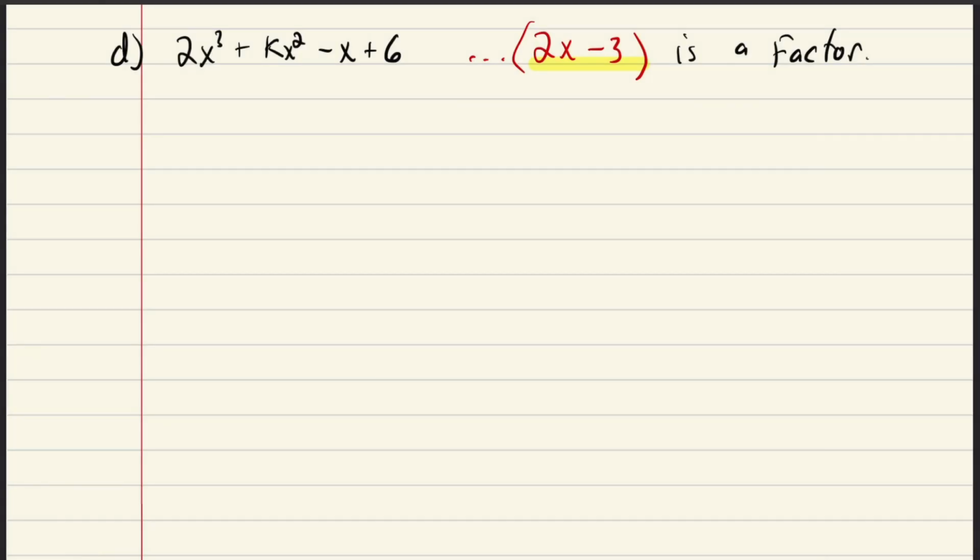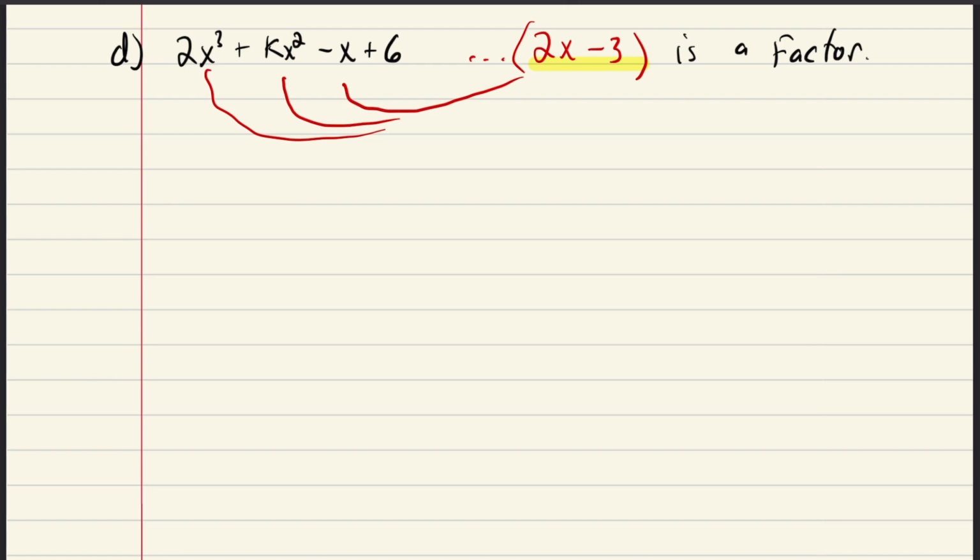For the last question in this video, we gave you the function 2x cubed plus kx squared minus x plus 6. This time we know that 2x minus 3 is a factor. If that is a factor, that means when we plug its root into the x values, we are going to get an output of 0.